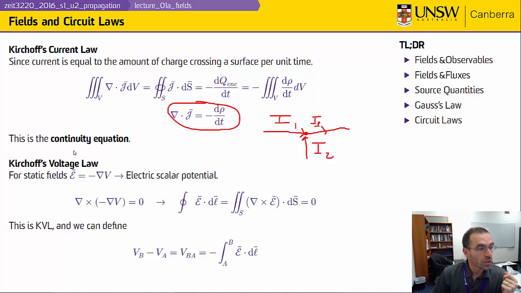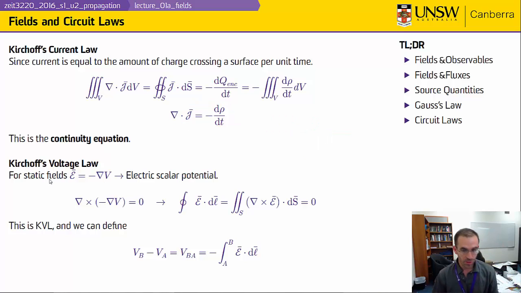The other major circuit law that you apply all the time is Kirchhoff's voltage law. For static fields, we can write the electric field as the gradient of the potential, and we'll talk a little bit about potential later on in the course, but we'll just take this today as given. There's a mathematical rule that any field that's written as a gradient has no curl. So when I take the curl of a gradient, that is always equal to 0, and you can demonstrate that to yourself. Any field that can be represented as a gradient has no curl.